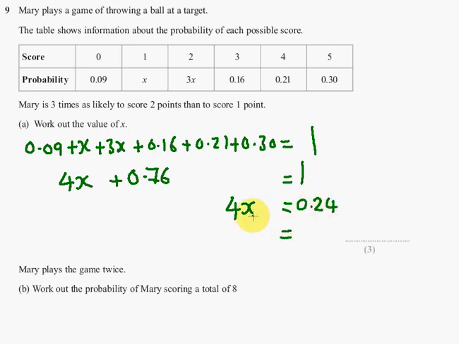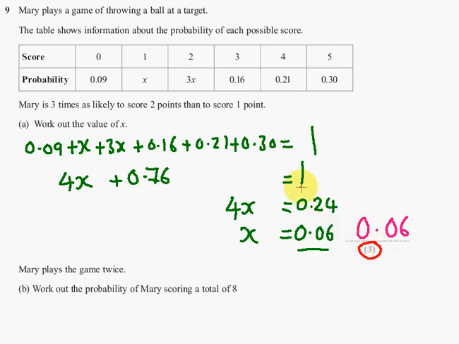And if 4x equals 0.24, we need to divide both sides by 4. So 0.24 divided by 4 is 0.06. So the question is, work out the value of x. We've done that, it's 0.06, so I'm just going to write that on the answer line. And this is worth 3 marks.